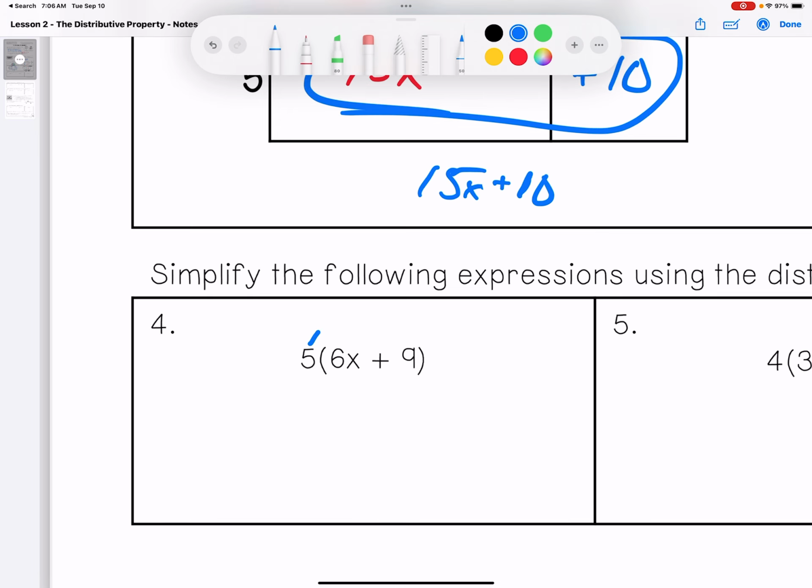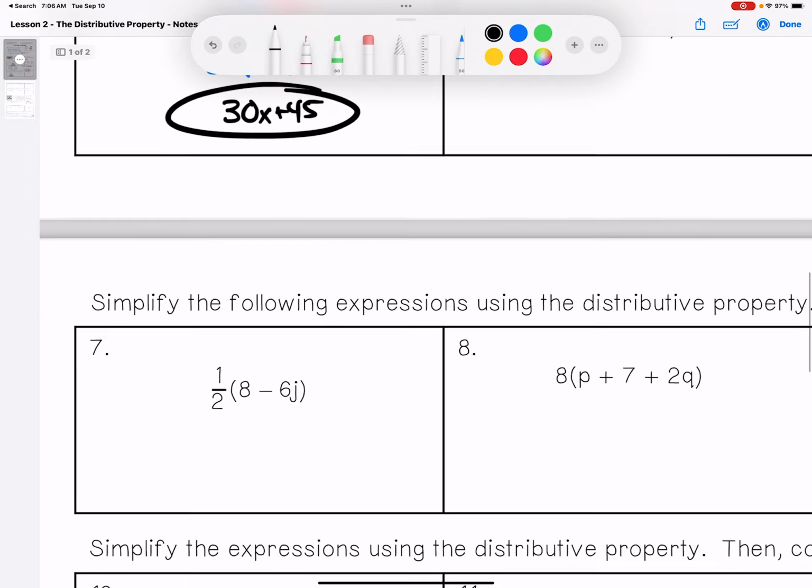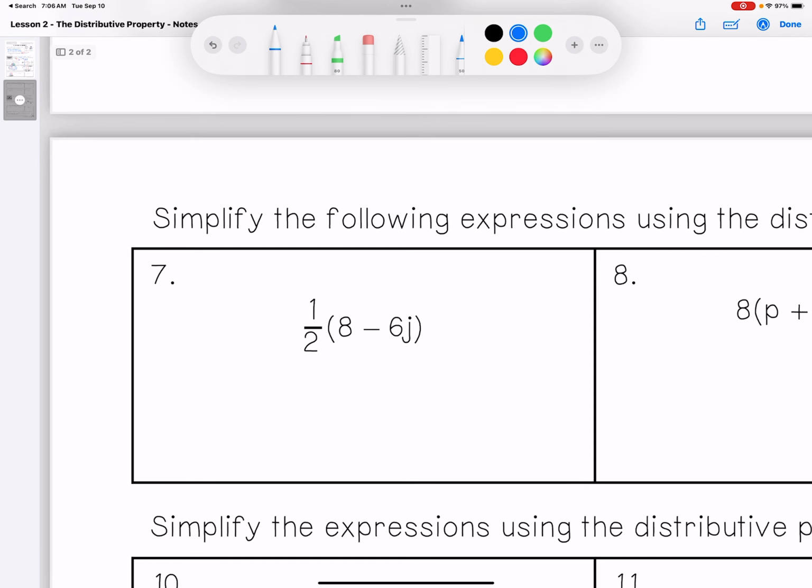Distributive property. 5 times 6x is 30x. 5 times positive 9 is positive 45. So the answer is 30x plus 45. Okay? All right, let's go to the back. You have a calculator today, so these fractions you should be able to work with a little better.